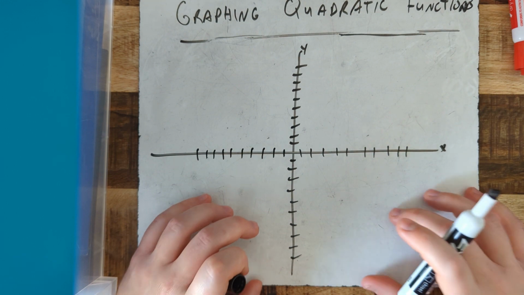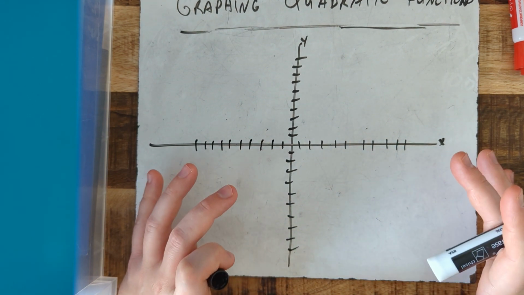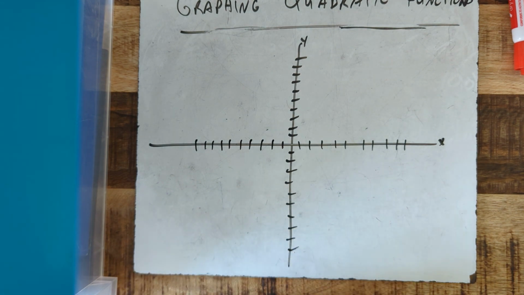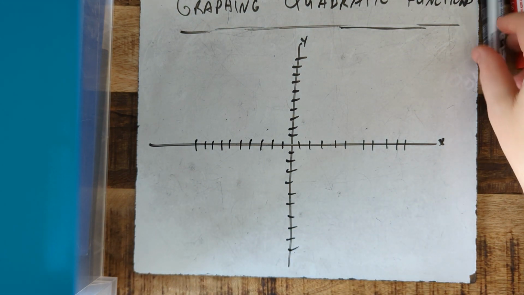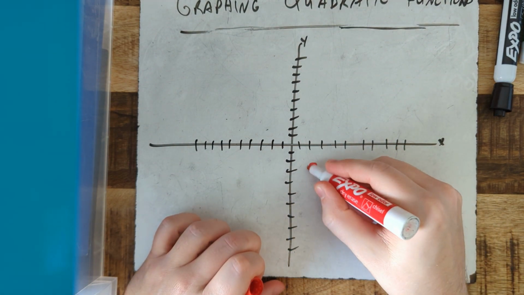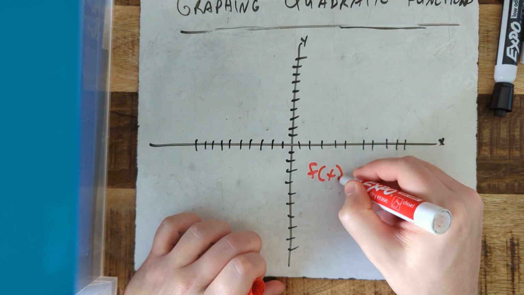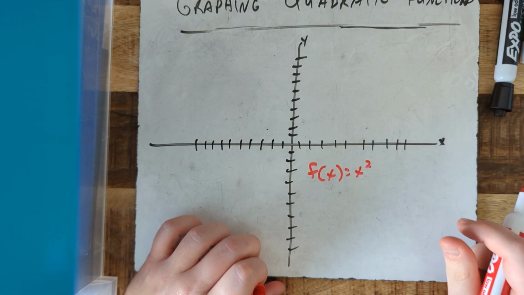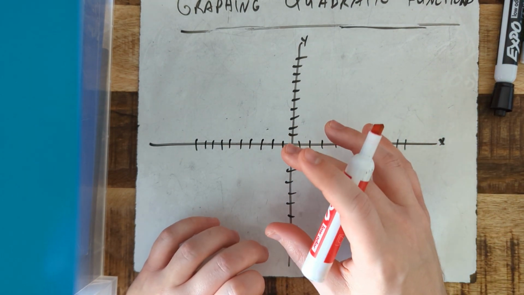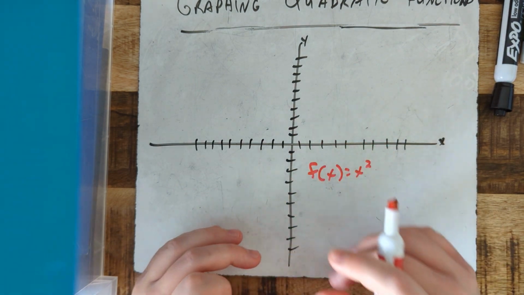You can do them on whatever paper, wherever you have room, but because I have a lack of space, let's start off with our parent graph, and I'm going to draw that in red here. Our parent graph is f of x equals x squared. This is the same thing we did for our very first example. We're going to graph it here again.